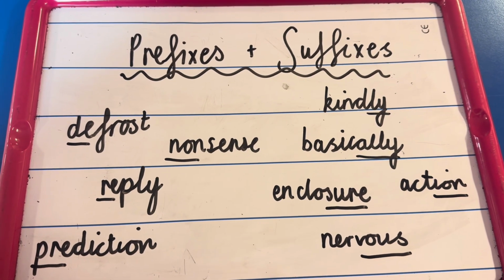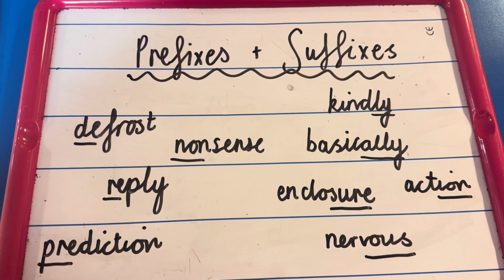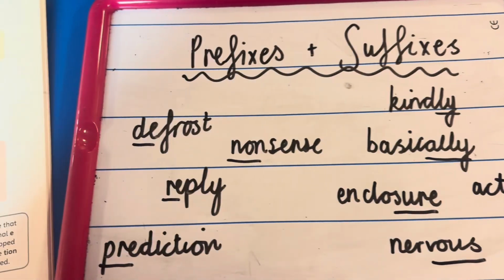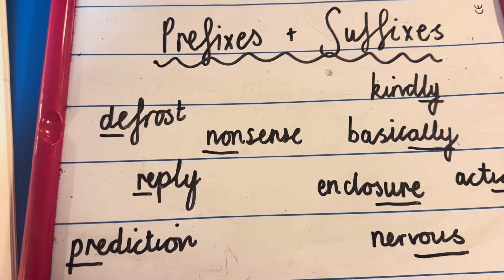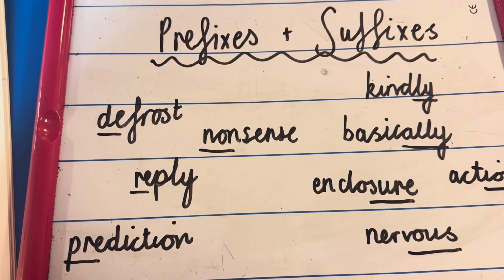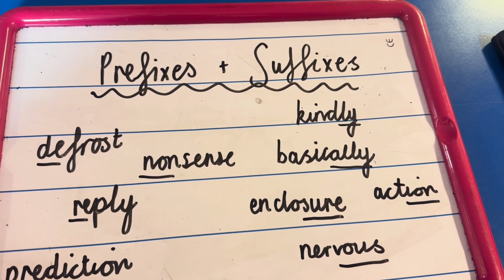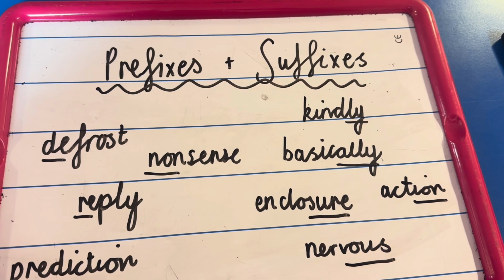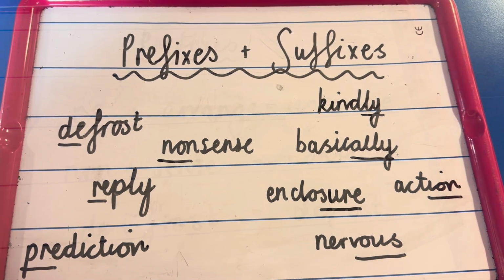And I've drawn some examples here for you to look at what prefixes and suffixes might be. So prefixes come at the beginning of words, like defrost, nonsense, reply, prediction, and suffixes come at the end of the words. So kindly, basically, enclosure, action, nervous.